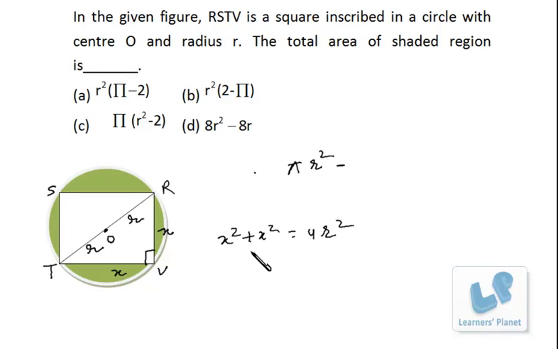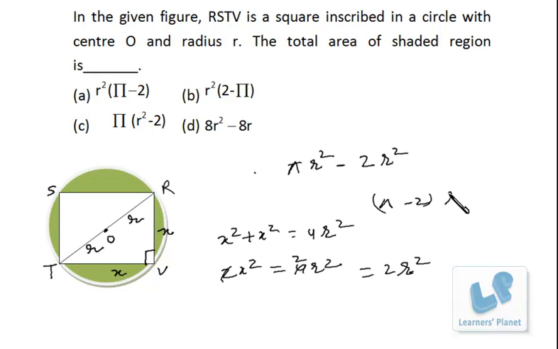This is the Pythagoras theorem I'm using. This is hypotenuse, this is perpendicular, and this is base. So 2x square is 4r square, so x square is 2r square. So the area of this square will be x square, which is 2r square. Now we have to find out the area of the shaded region or the green region. So that is area of circle minus area of square. So it's (pi minus 2) r square. Quite simple.